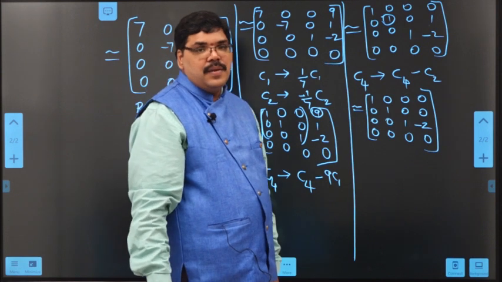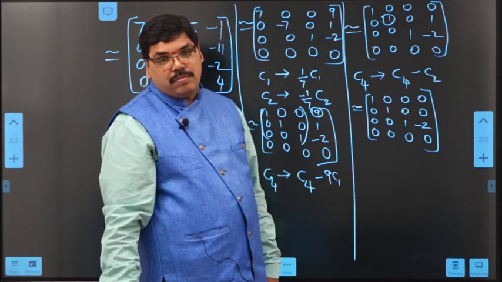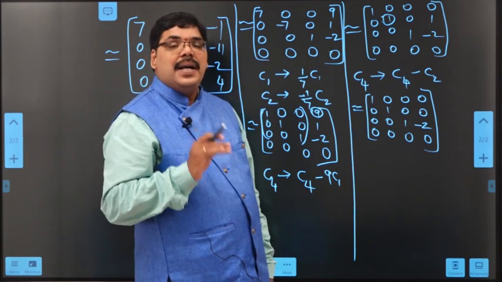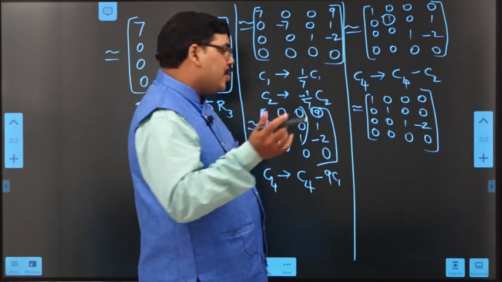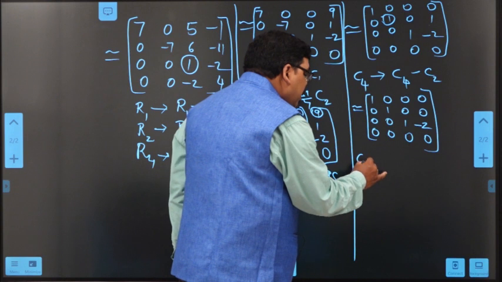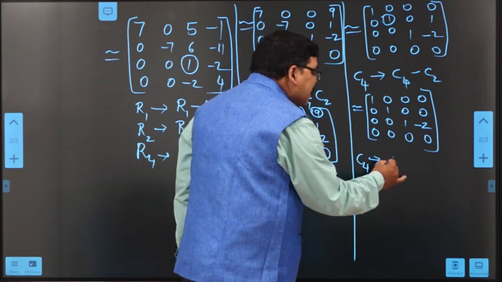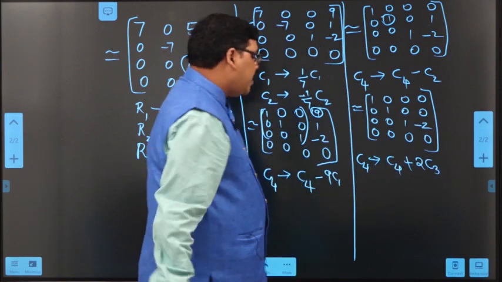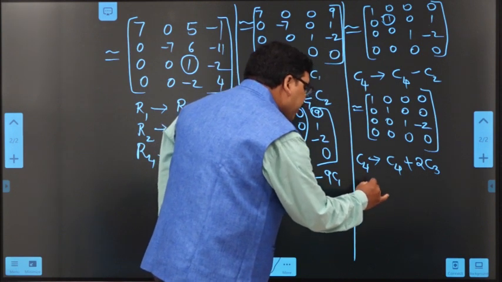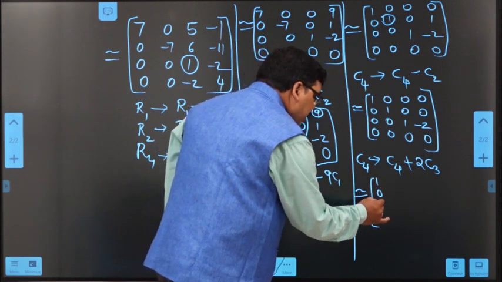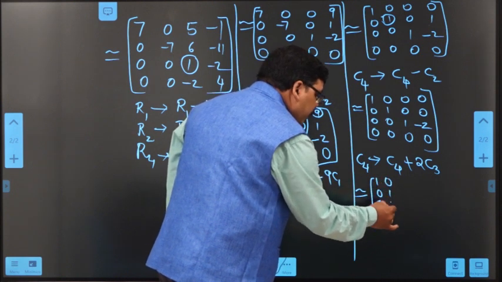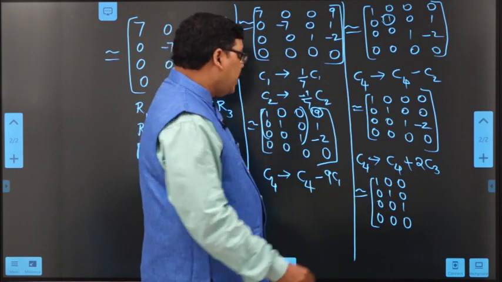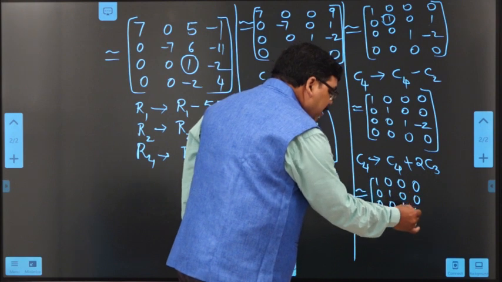What remains? One more element. Which element? Minus 2. It is in the third position of the column. So use third diagonal element. Third diagonal element will be there in C3. So the column operation will be C4 changes to be C4 plus 2C3. So when you apply this column operation, you will get, and see the last column, all elements of the last column becoming 0.